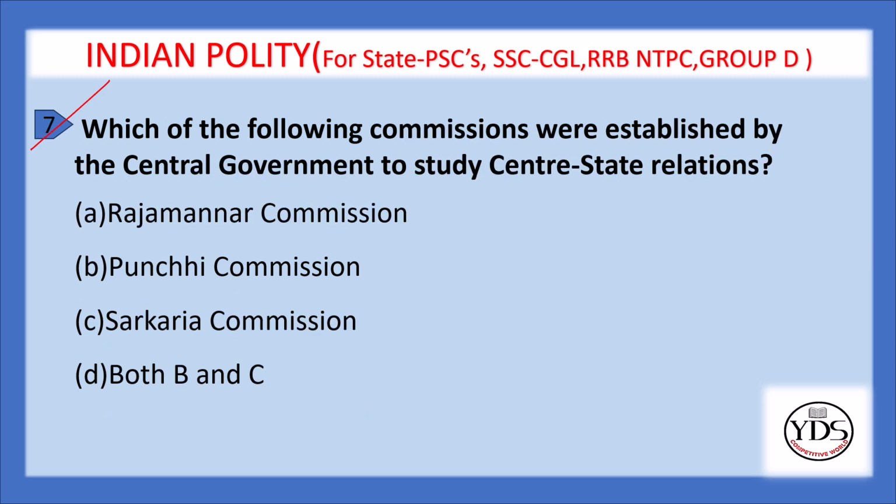Seventh question. Which of the following commissions were established by the central government to study center-state relations? Option A. Rajamannar Commission. Option B. Punchhi Commission. Option C. Sarkaria Commission. Option D. Both B and C. Option D. Both B and C is the correct answer. Punchhi Commission and Sarkaria Commission is the correct answer.